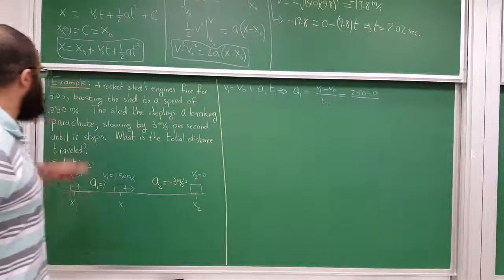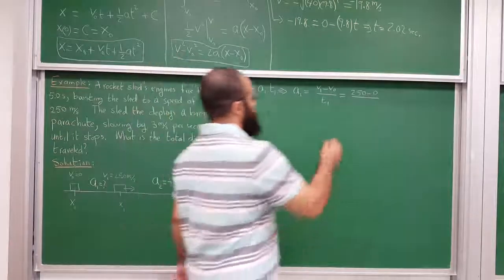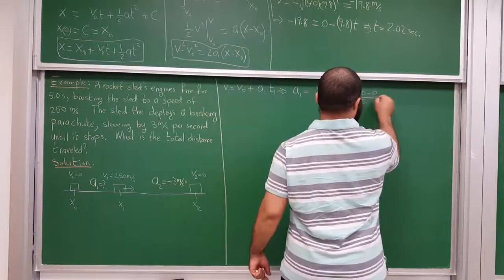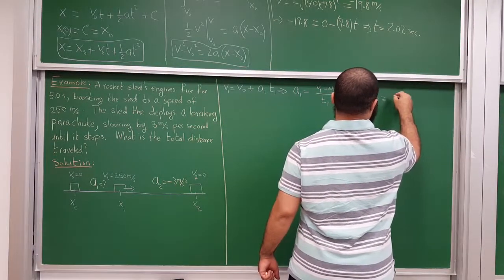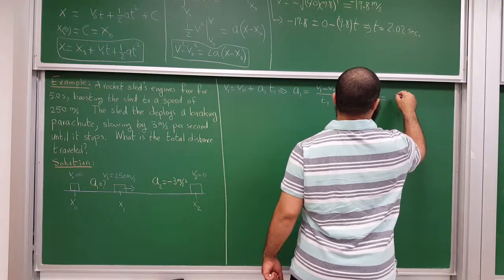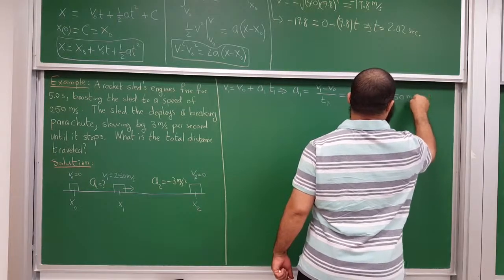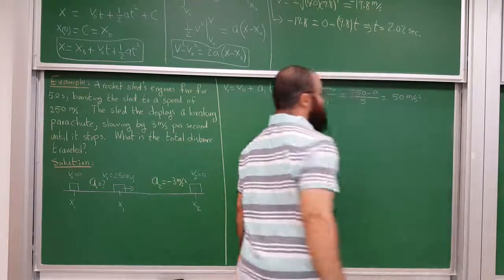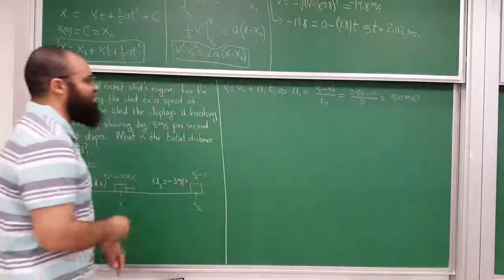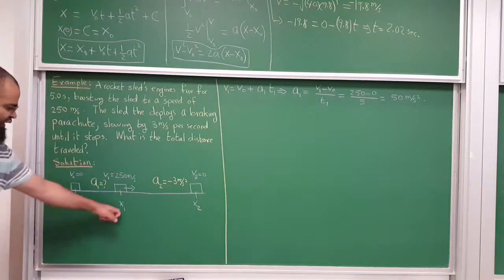Well, how long did it take? It accelerated for 5 seconds to reach this, so the time is 5. And so it would be 250 over 5, and 250 over 5 is 50 meters per second squared. That's a very large acceleration, like 5 times that of gravity, 50 meters per second squared. So I will use that now to find the position here.